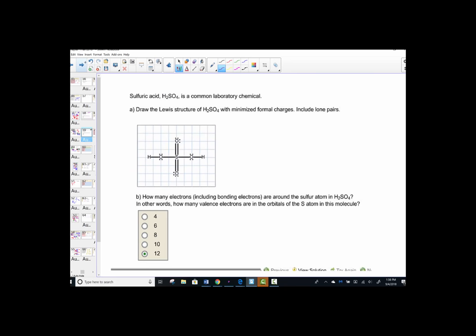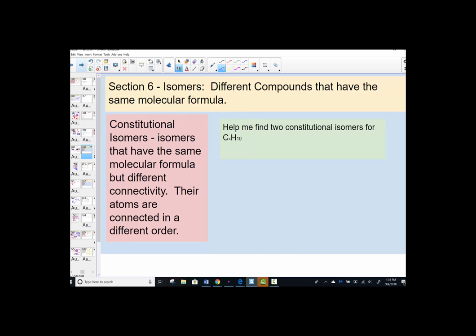Thinking about the octet rule and when to break it, formal charge is your guide as you proceed through that. Now I'm going to stop the lesson here and pick up in a moment with section 6.